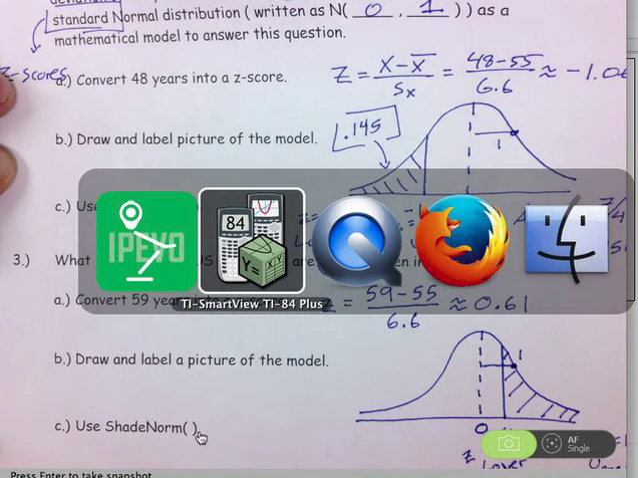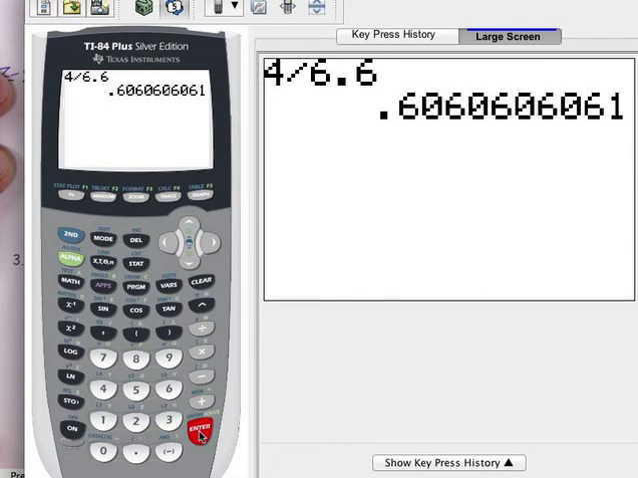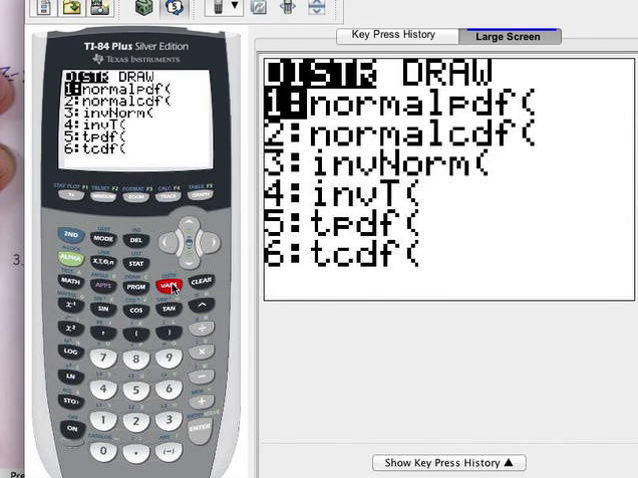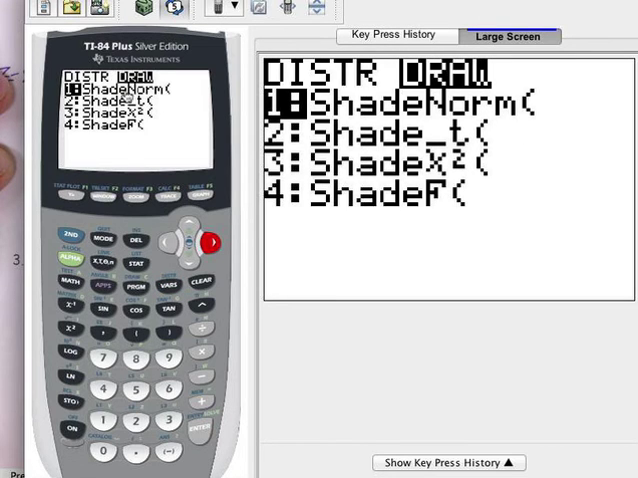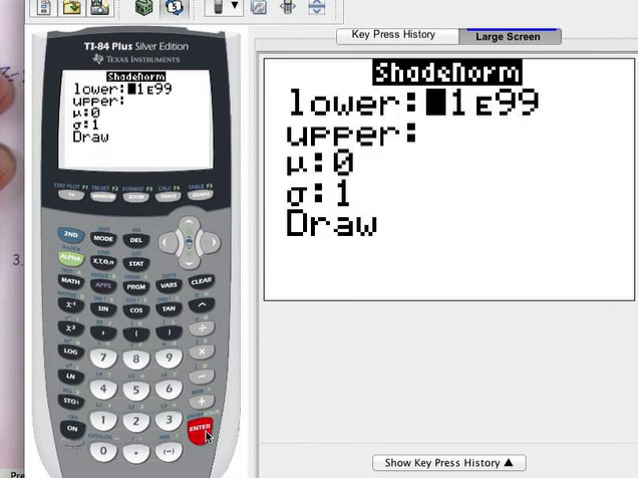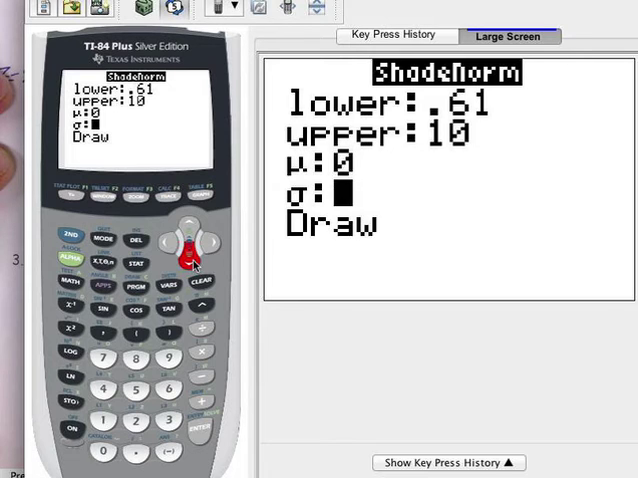So to do this, we're going to use the shade norm command. We'll press the second button, the variables button. This takes us to our distributions options. We'll go to draw, and there's the shade norm command, option number 1. So this time our lower boundary is our z-score of 0.61. The upper boundary is the z-score of 10. You could put in 100, you could put in 1,000, put in 1,000,000 if you want. We don't want to change the mean and standard deviation. 0 and 1 are the default mean and standard deviation because those are the mean and standard deviation for z-scores.